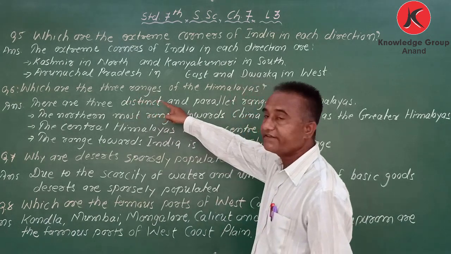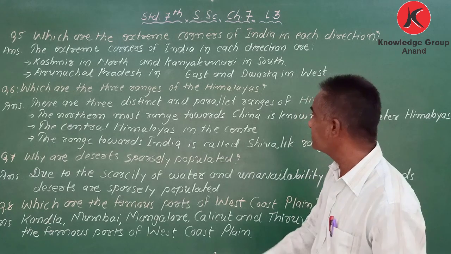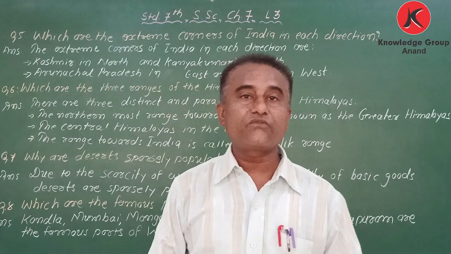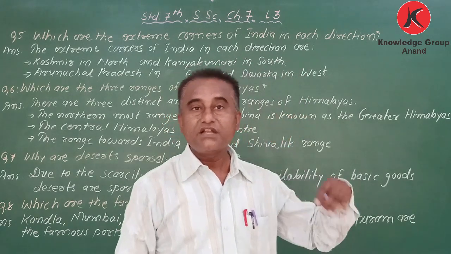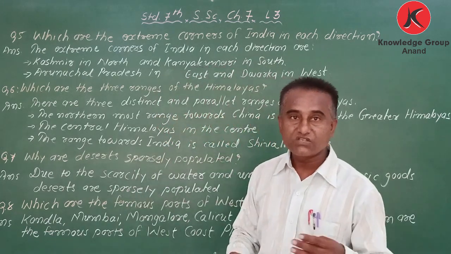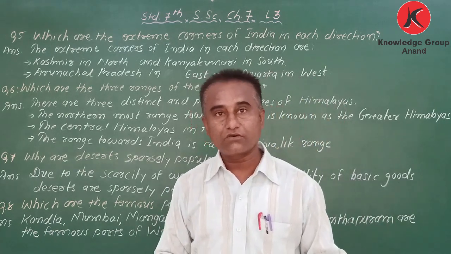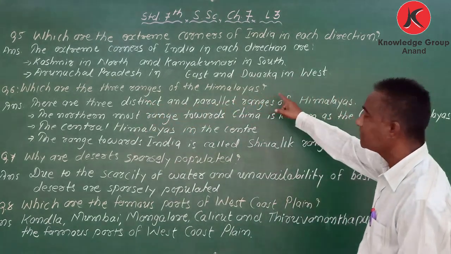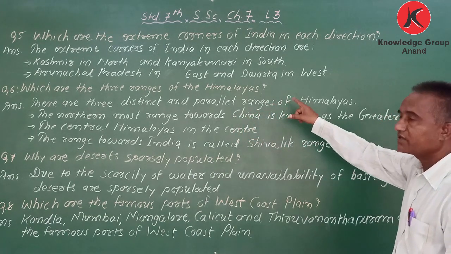Which are the three ranges of the Himalayas? I said when I explained the chapter in the first video that the Himalayan ranges are divided into three divisions. The China side is called the Greater Himalaya, then the Central Himalaya, and towards India it is called Shivalik. So three divisions are there. Which are the three ranges of the Himalayas?